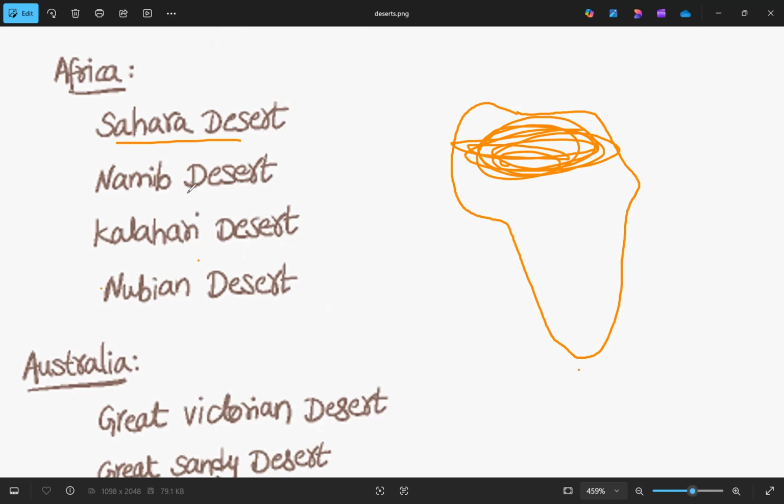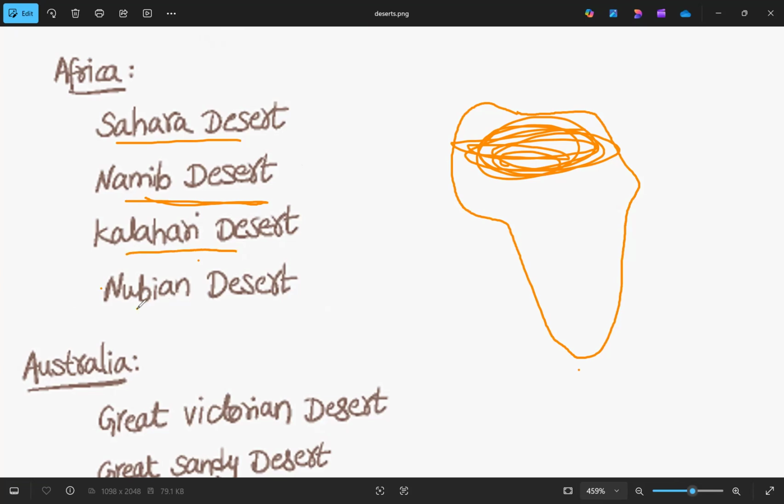The next one is Namib Desert. So this Namib Desert, it is a coastal desert. So we have learned in types of deserts that one is coastal desert, and this is in Namibia country. And then we have Kalahari Desert, which is also a hot desert.